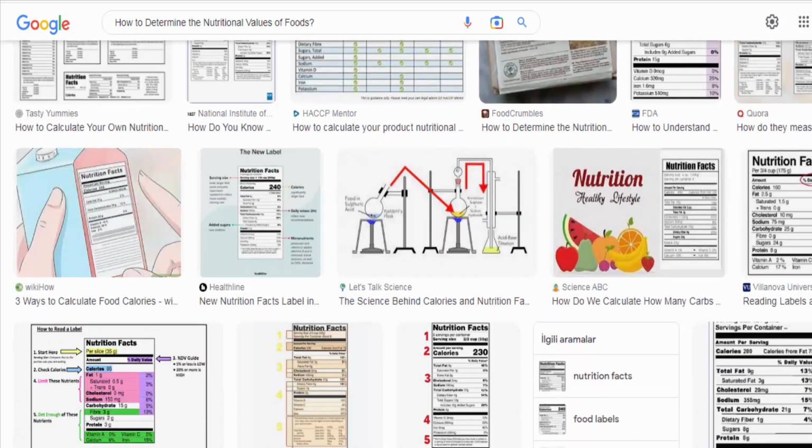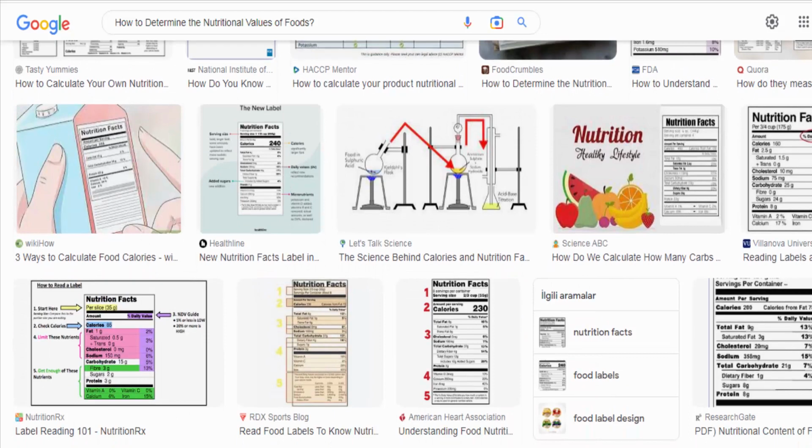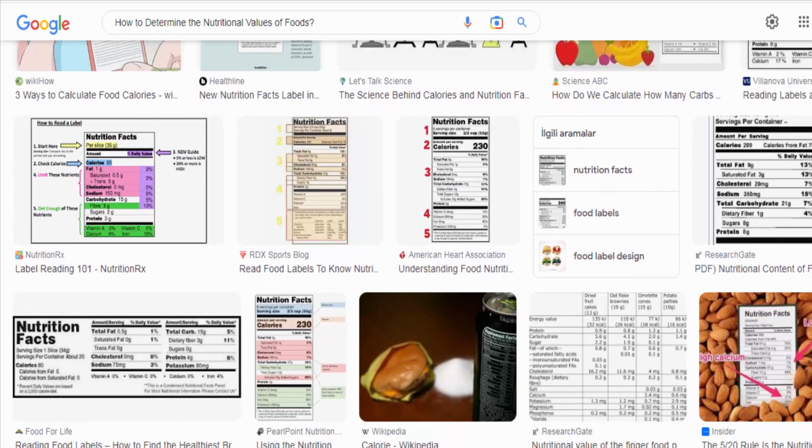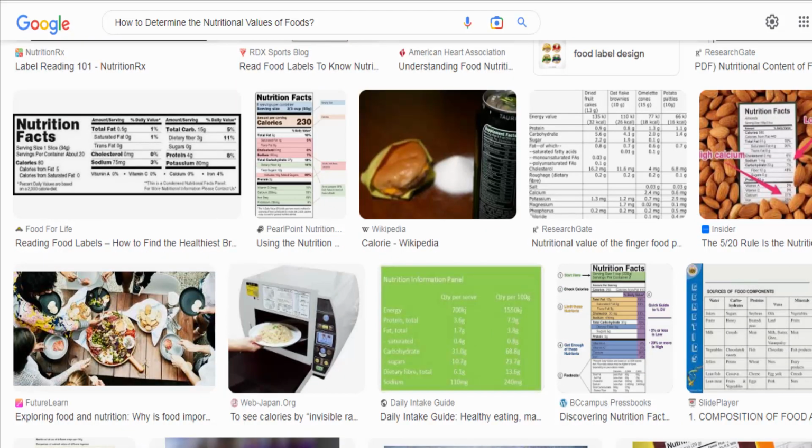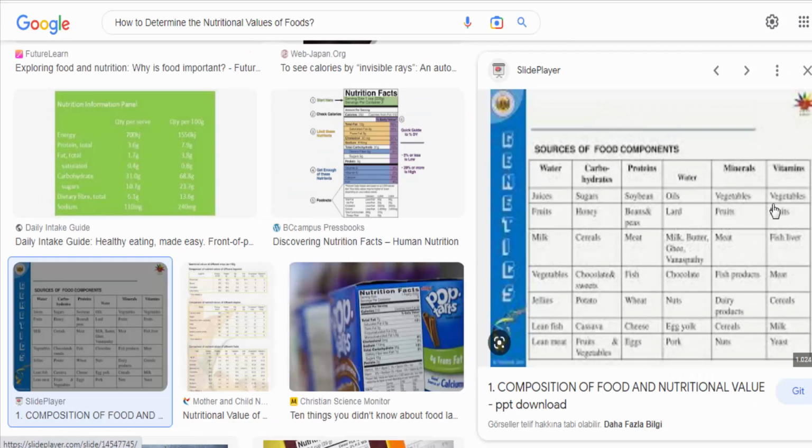It's important to note that while these methods provide a good estimation of the nutritional values, there can still be variations due to factors like variations in agricultural practices, food processing methods, and natural variations in food composition.